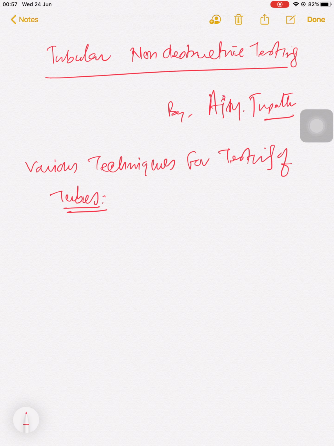So today I'm going to take a very important topic on tubular non-destructive testing. In the tubular, we are taking the various techniques for testing of tube inspection.